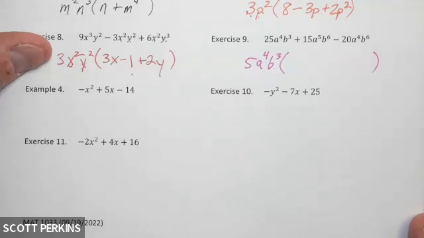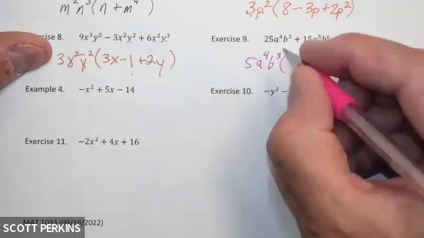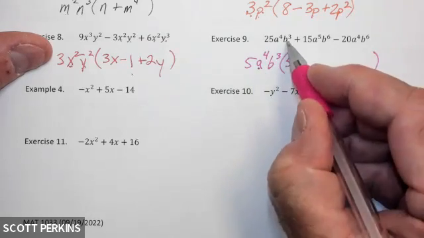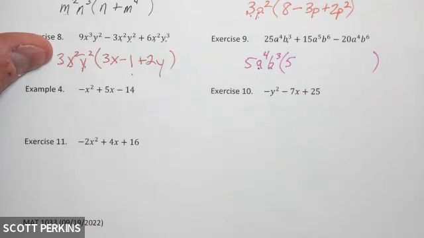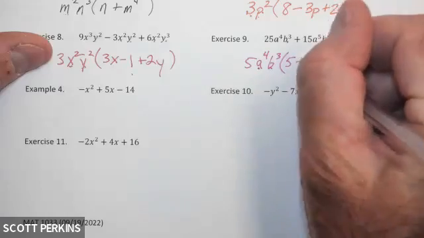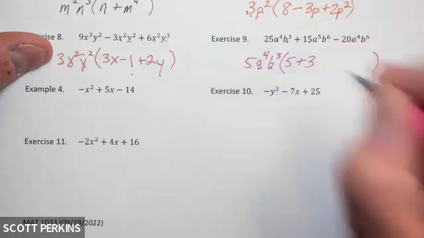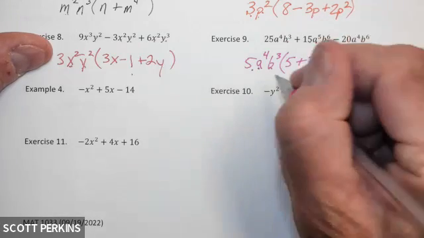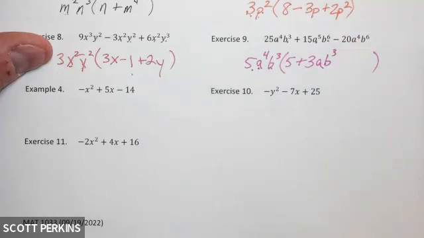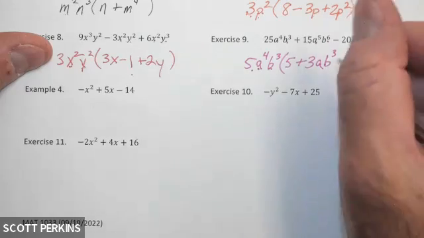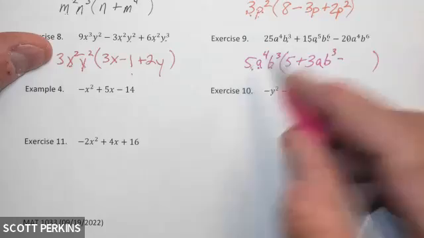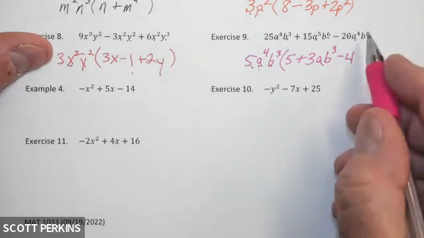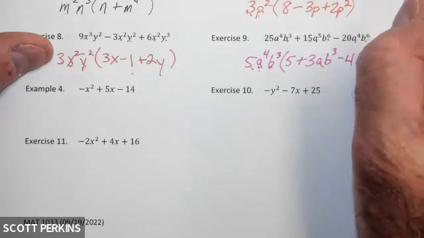Okay, so now what's left over when I undistribute? Well, 25 divided by 5 leaves 5. 4 A's, I took out 4 A's, no more A's. 3 B's, took out 3 B's, no more B's. So the first term is just plain old simple 5. Plus 15 divided by 5 is 3. 5 A's, took 4 of them out, so I'm left with 1. 6 B's, took 3 of them out, I'm left with 3. So the middle term is 3AB to the third. Minus 20 divided by 5 leaves me 4. And then 4 A's, I took out 4 A's, so no more A's. B to the 6th, I took out 3 of them, I'm left with B to the third.